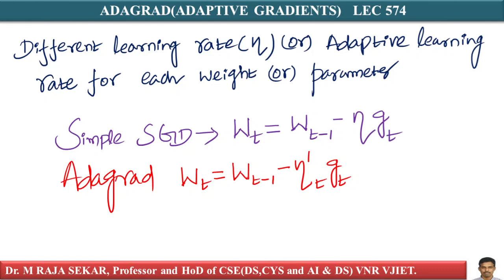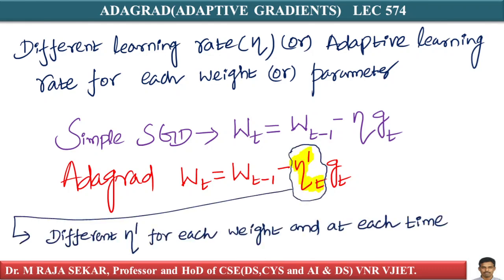Now note that this eta dash t is a different eta dash for each weight and at each time, at each iteration t. This learning rate now has become adaptive. That is important. This learning rate now has become adaptive. What it means is that you have a different learning rate. Just think about eta, which is always constant.